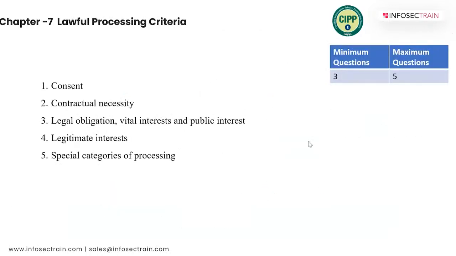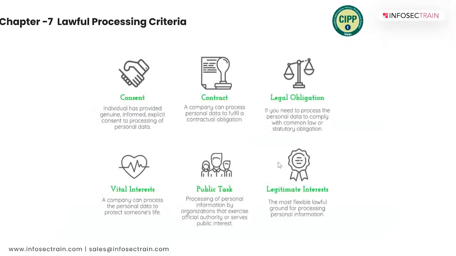Okay, so there are 6 lawful bases for processing personal data in your GDPR material scope. So the 6 lawful bases are: first is consent, second is contract, third is legal obligation, fourth is vital interest, fifth is public interest or public task, and sixth is legitimate interest. Let me explain them one by one.